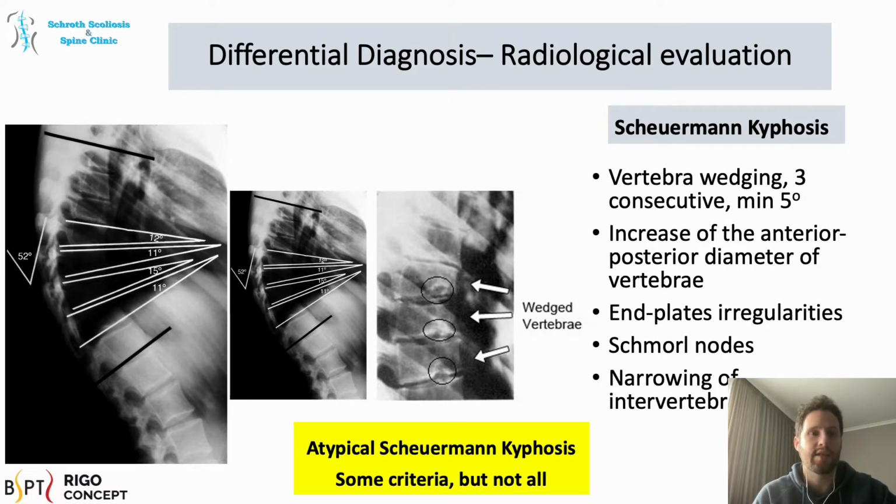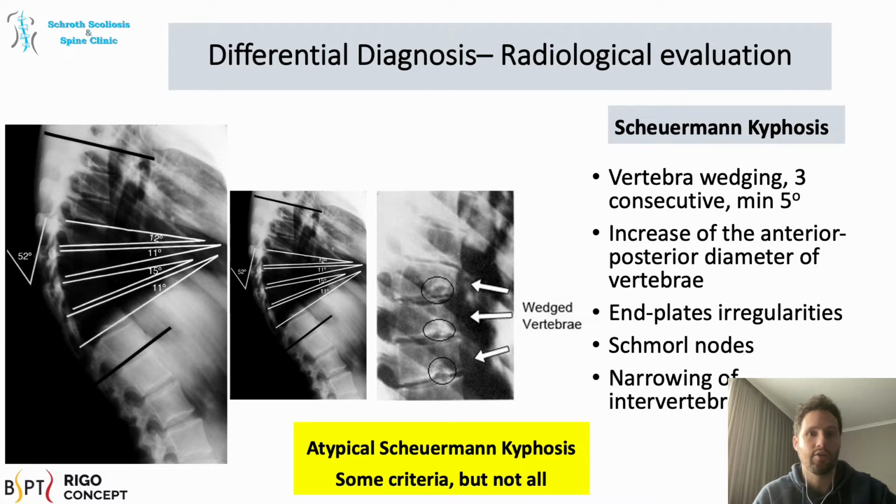Another radiological sign for Scheuermann Kyphosis is the increase of the anterior posterior diameter of the vertebra. Also some end plates irregularities, Schmorl's nodes can be seen sometimes, and there is also a narrowing of the intervertebral spaces.